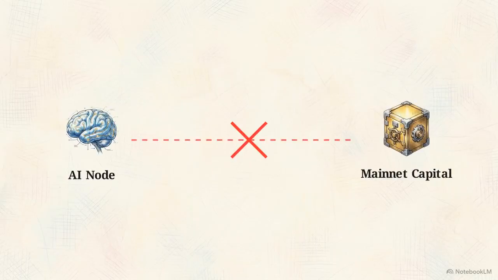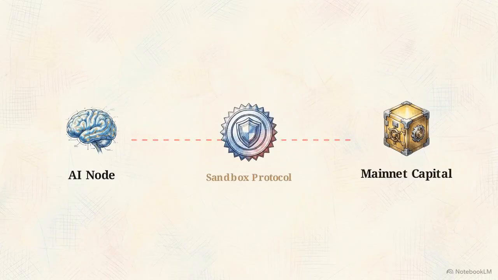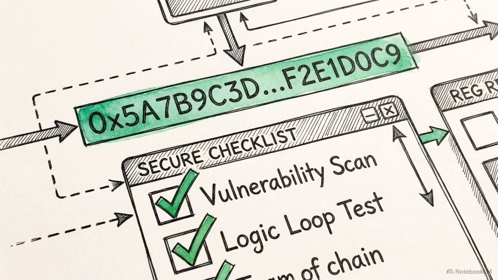Intelligence alone does not secure capital. Building a machine-driven financial system requires verifiable execution and cryptographic proof that your agents can survive edge case vulnerabilities.